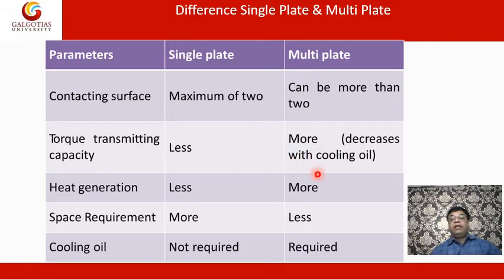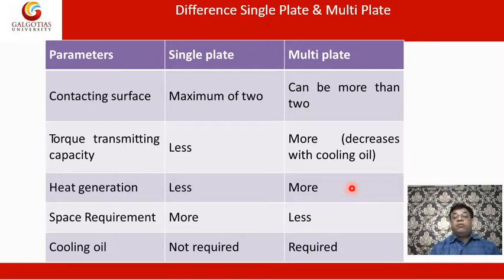Now the heat that is generated. Heat generation is less in single plate because it occupies larger space in comparison to multi-plate. Because of the larger space and only one pair or maximum 2 pairs in contact, less heat is generated because of the friction. In multi-plate clutch, more heat is generated. So there is a chance of burning out the clutch.